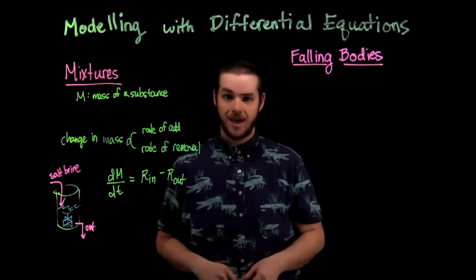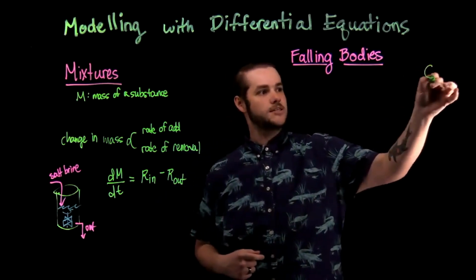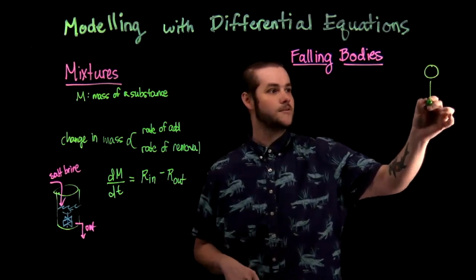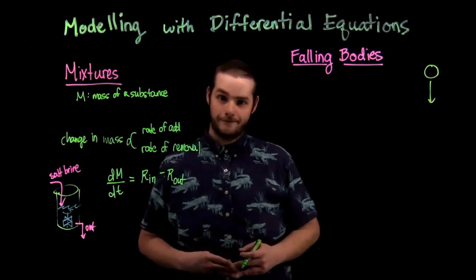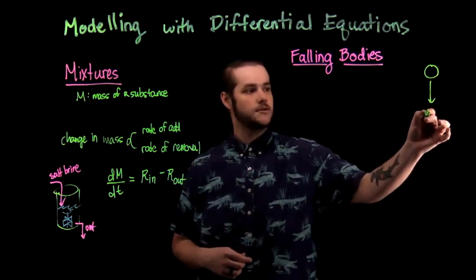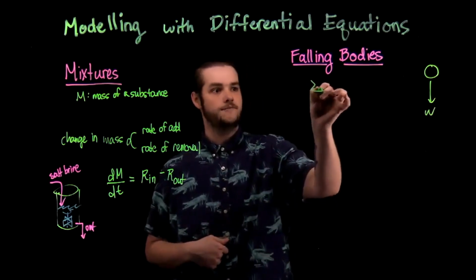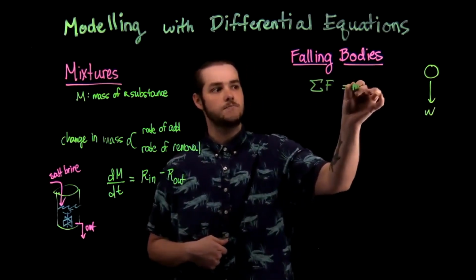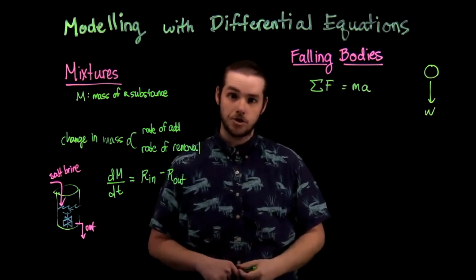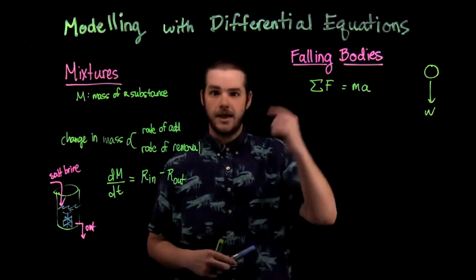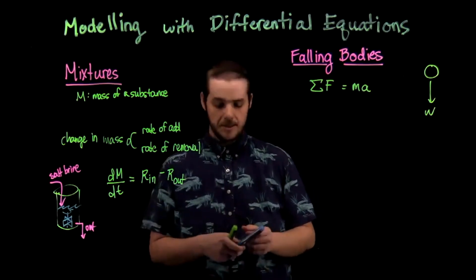The last application I want to look at in this video is falling bodies. To be clear, this means I've got some object and I drop it. We're going to ignore air friction for now, meaning there's only one force acting on this object, and that's the weight of the object, of course, pulling it down to Earth. Newton's second law tells us that the net force is equal to the object's mass times its acceleration. We can actually write this as a differential equation, though. We know that its net force is equal to its weight, in this case. That's the only force, and it's pulling the object down.